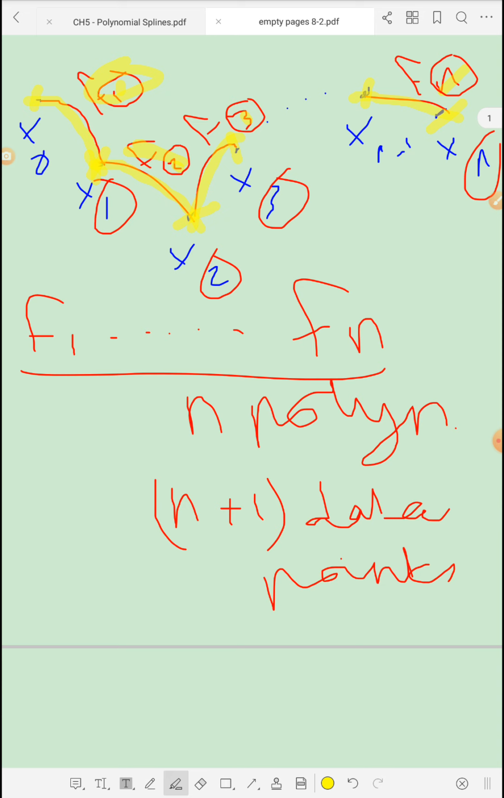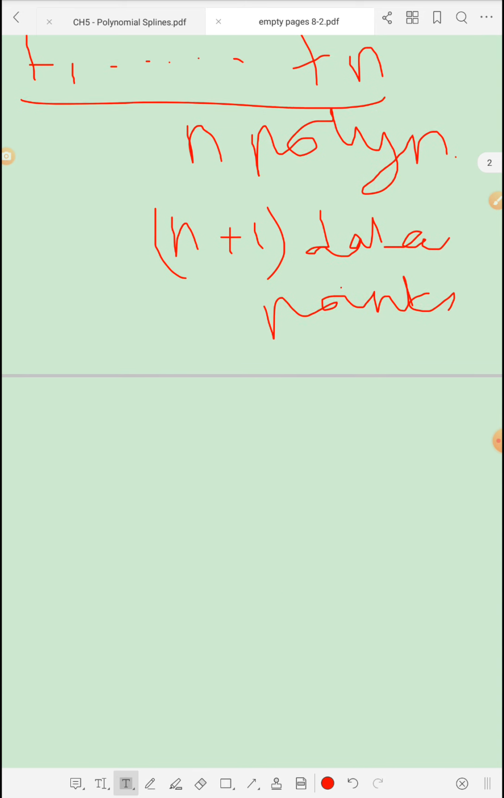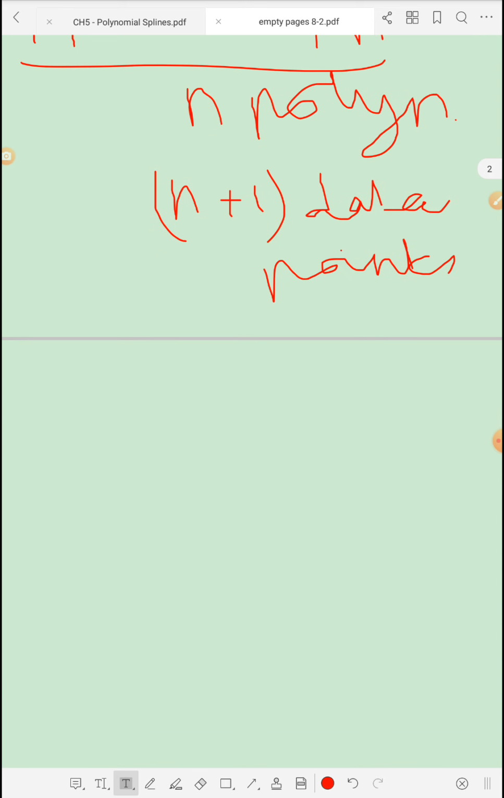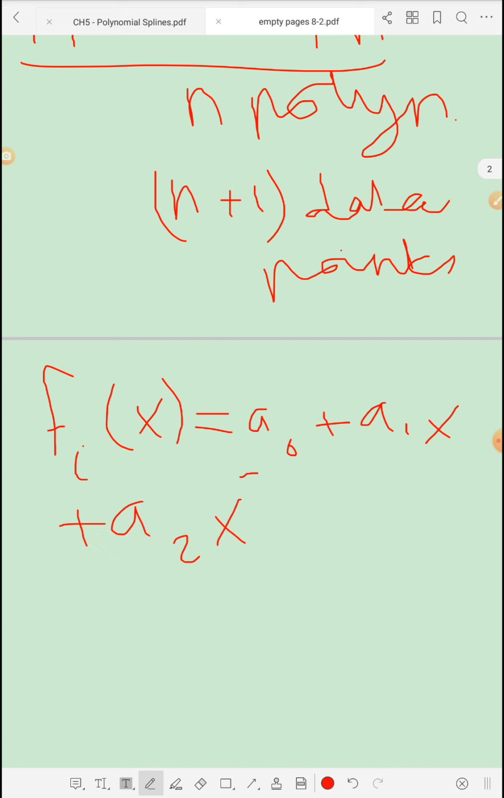So we assume that we have n polynomials connecting n plus 1 data points, and for the order of each polynomial, if we assume that fi of x, the ith polynomial, is of order m, it will be a0 plus a1 x plus a2 x squared plus, till we reach am x to the power m.